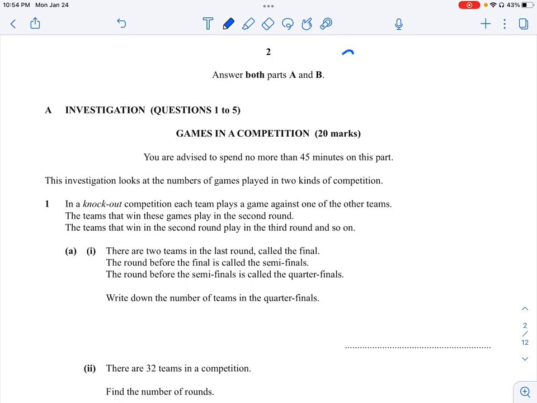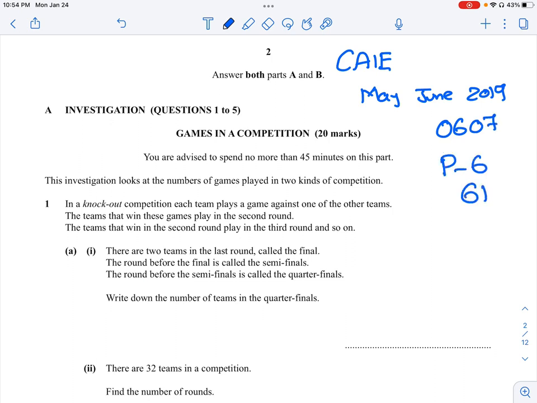So welcome. This is CAIE May-June 2019 0607 International Mathematics Paper 6 version 61. We shall try to solve two questions that are there. So we shall try to solve them. So coming to the first question.